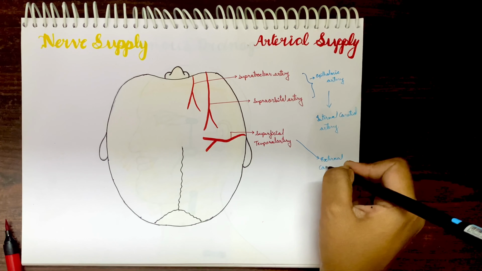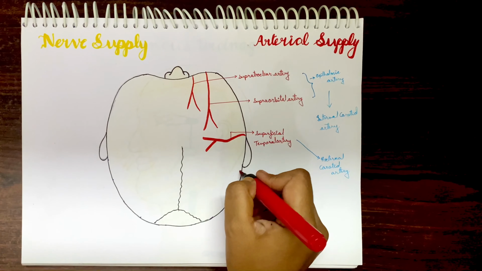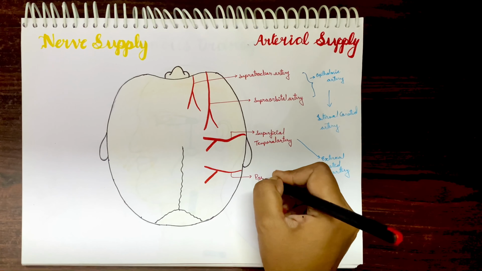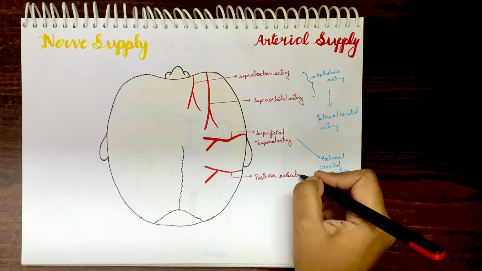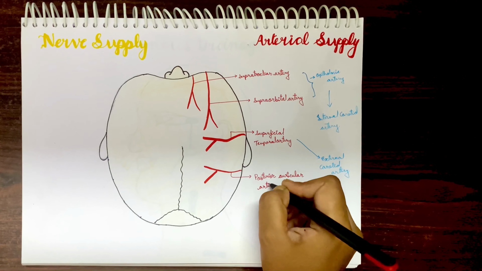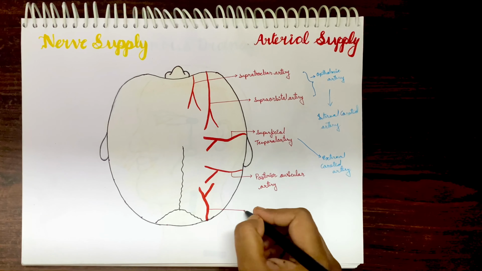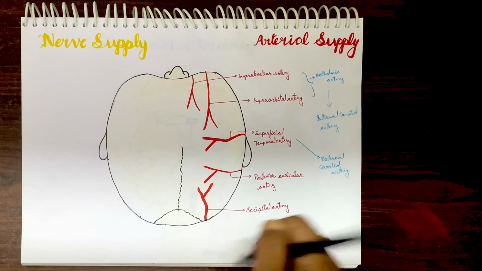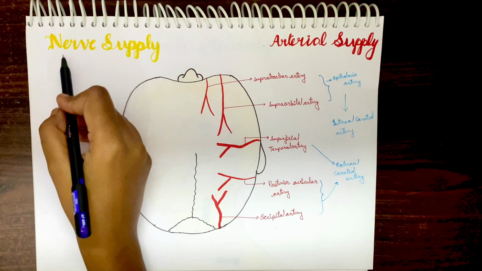We have looked at all the arteries in front of the auricle. Now we will go behind. Behind the auricle, we have the posterior auricular artery and the occipital artery, both of which are branches of the external carotid artery.